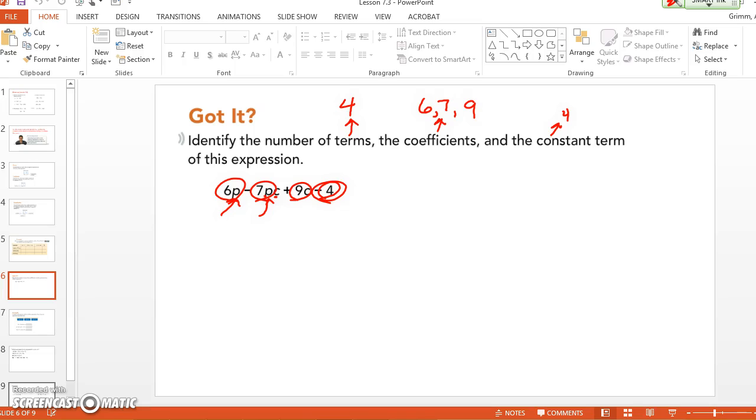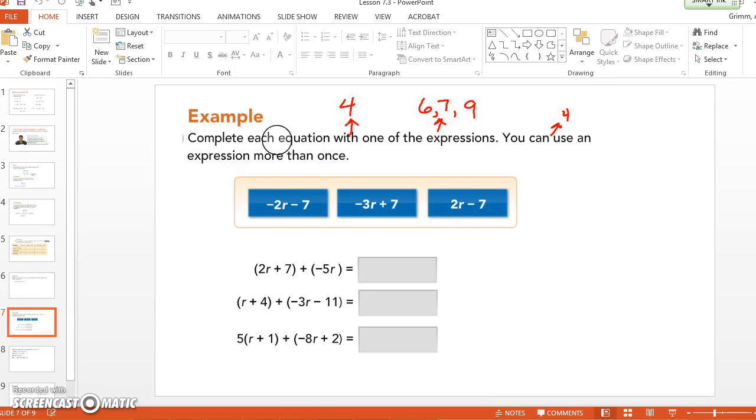Because it's still a term. Terms are each section of it. Term doesn't have anything to do with constant. Okay. All right. Okay, next part of this is the second part of the learning goal where we talked about we're going to expand on our knowledge of combining like terms. Okay, so let's look at this first one.